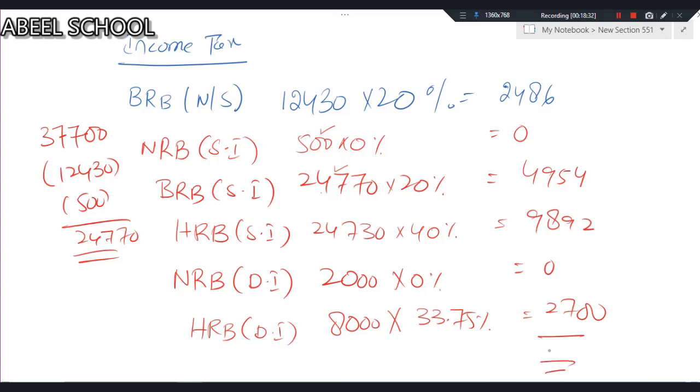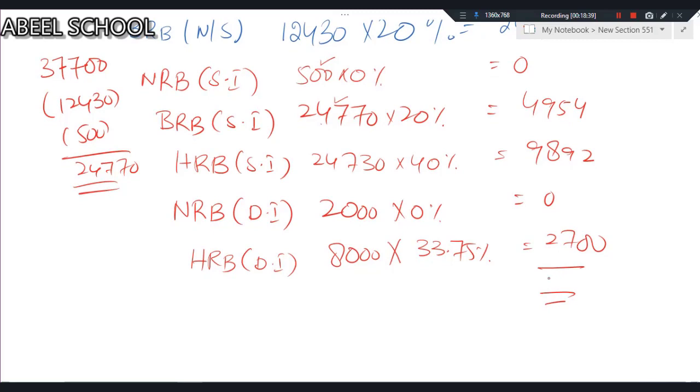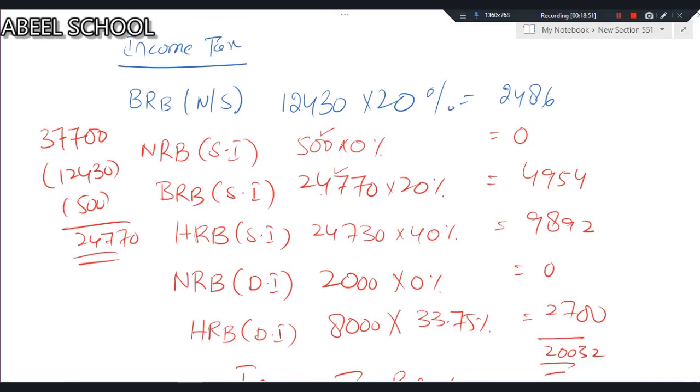9,892 plus 2,700 plus 4,954 plus 2,486. The answer is 20,032. Income tax payable is 20,032. Let me recheck so that there shouldn't be any arithmetical error. 2,486 plus 4,954 plus 9,892 plus 2,700. Yes, it is right.